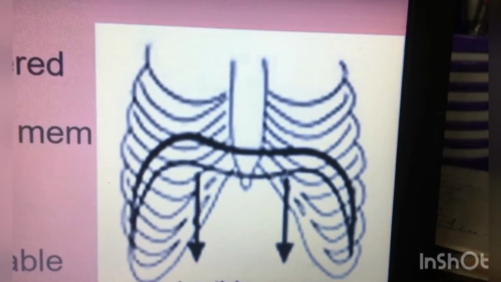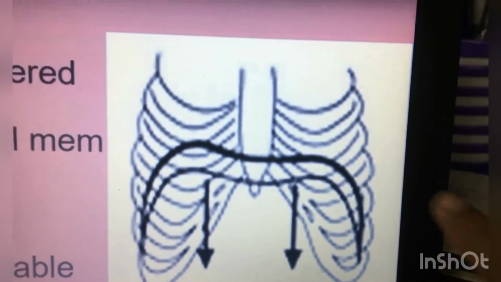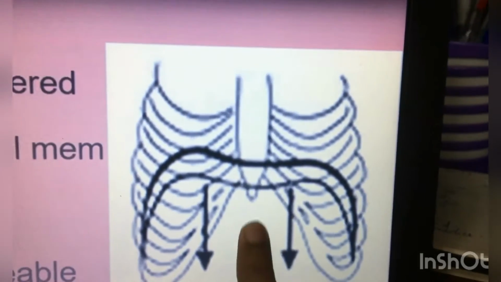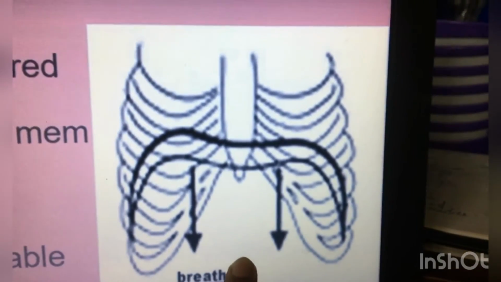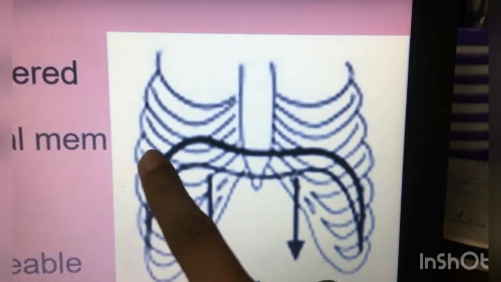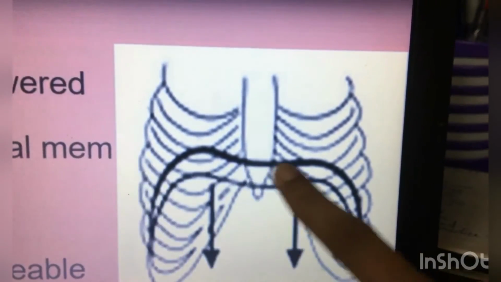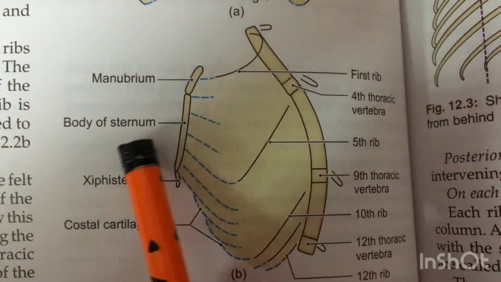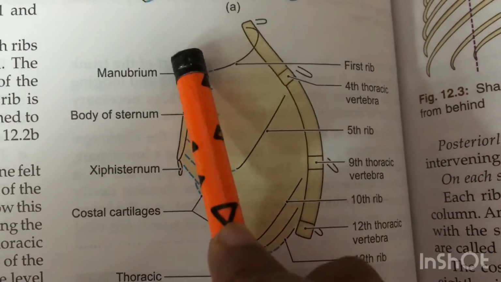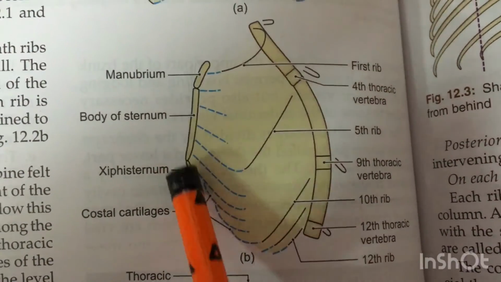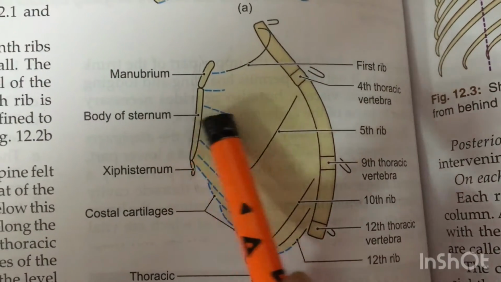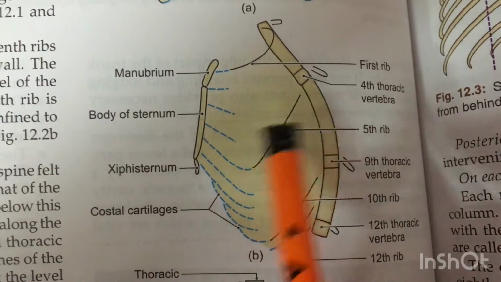So this is the picture of a rib cage. Here we can increase the diameter in the vertical direction. This is the vertical direction. Or we can increase it in the transverse direction, that is, side to side. Or we can increase it in the anterior posterior direction. This is the anterior, the sternum, and this is the posterior, the rib cage. We can increase in the anterior posterior direction also.